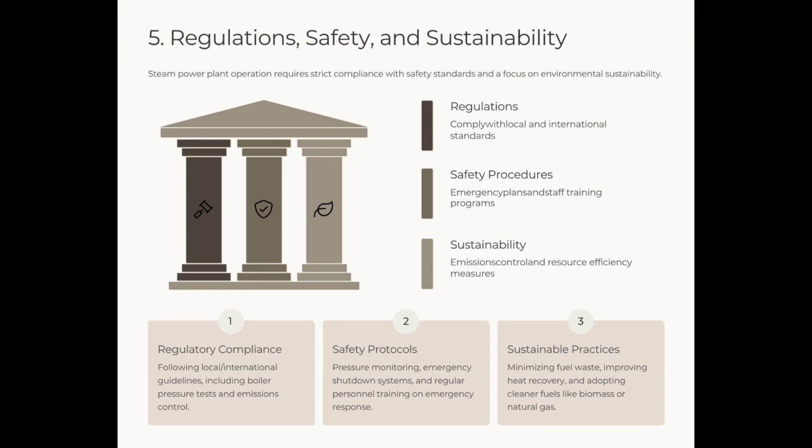Okay. Some examples. Number 1, for regulatory compliance, we have following local or international guidelines, including boiler pressure tests and emission control. Moving on to the next one, safety protocols. We have pressure monitoring, emergency shutdown system, and regular personnel training on emergency response. And lastly, we have sustainable practices: minimizing fuel waste, improving heat recovery, and adopting cleaner fuels like biomass or natural gas.